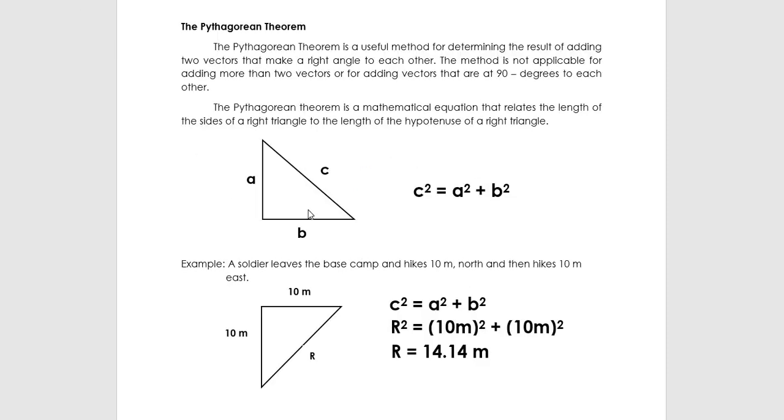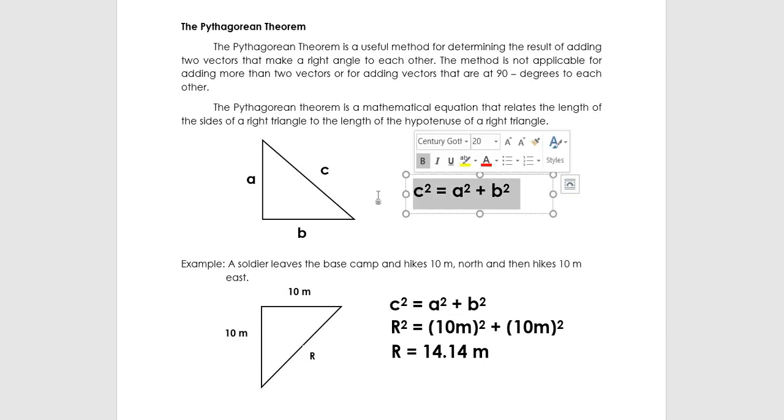Okay, so let's go to the Pythagorean Theorem. So Pythagorean Theorem is super sikat niyan na theorem galing kay Pythagoras. So this is applicable for the triangle. Okay? So a Pythagorean theorem is not applicable for adding more than two vectors. Okay? So yan. So we have a formula, c squared is equals to a squared plus b squared. So that is the formula of the Pythagorean theorem.